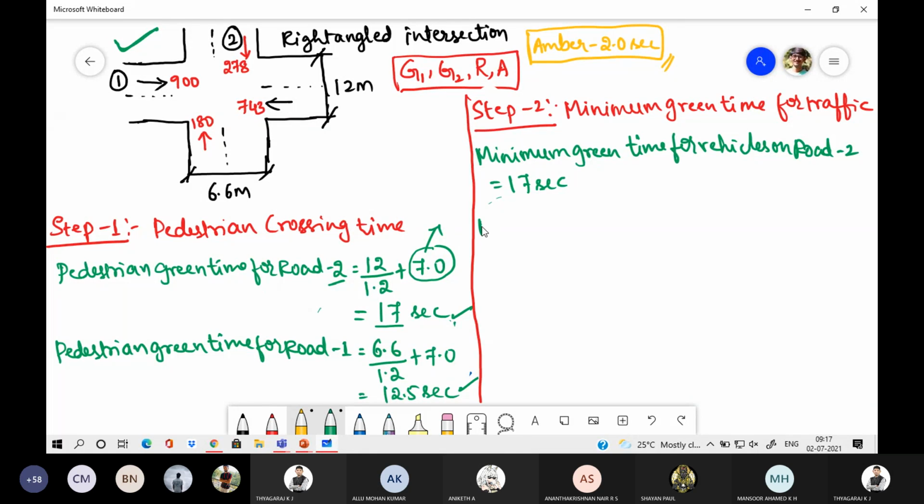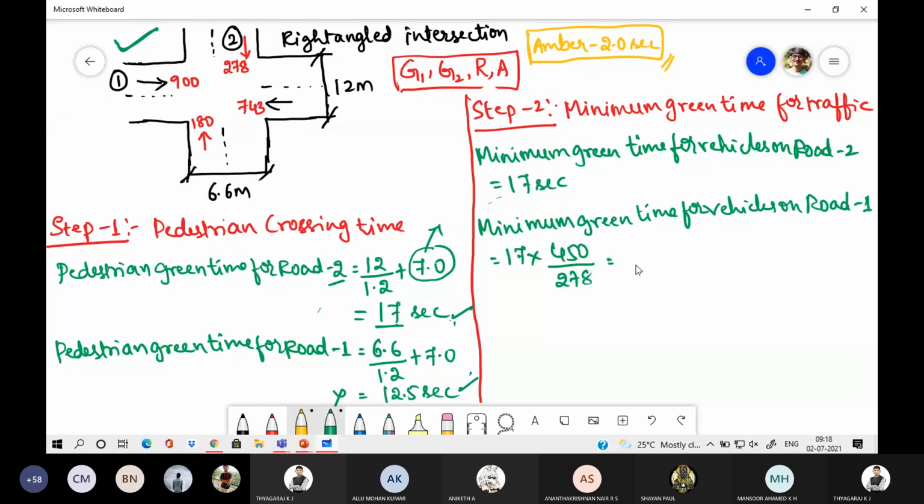But for road 1 it will be different. Minimum green time for vehicles on road 1 is equal to, so we have to provide a minimum 17 seconds for both the roads. So we will be omitting this 12.5, only we are going to consider 17 seconds. So 17 into the design traffic we have considered, 450 divided by 278. Calculate how much you are going to get.